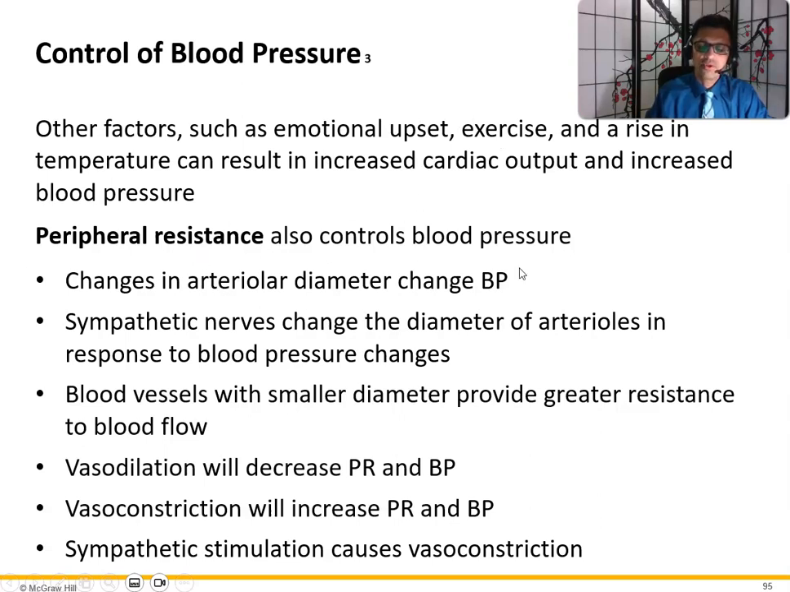Peripheral resistance also controls blood pressure. So changes in the arterial diameter change blood pressure. Sympathetic nerves change the diameter of arterioles in response to blood pressure changes. Blood vessels with smaller diameters provide greater resistance to blood flow.